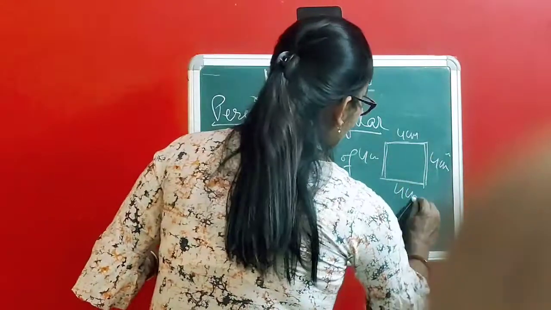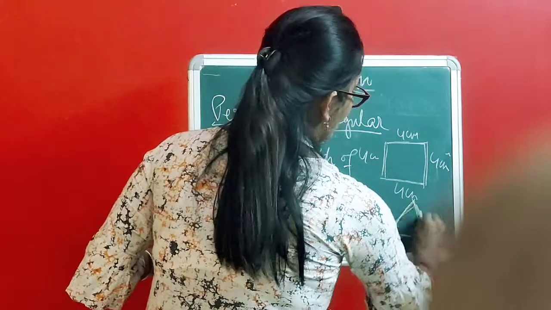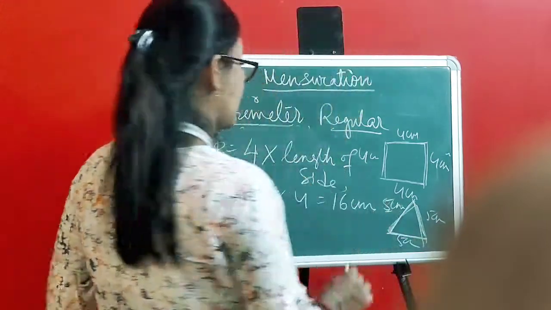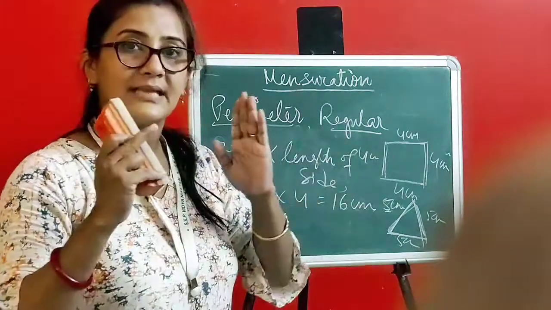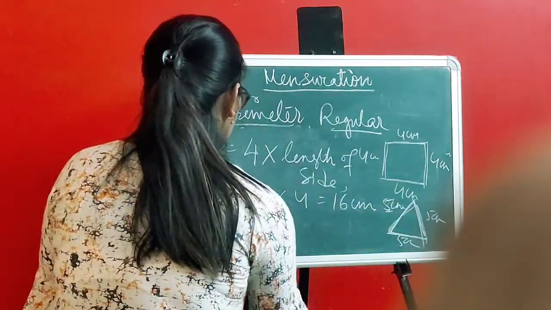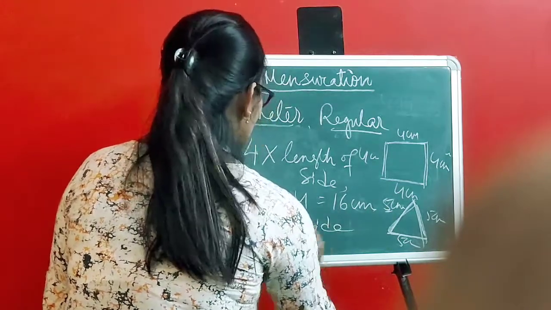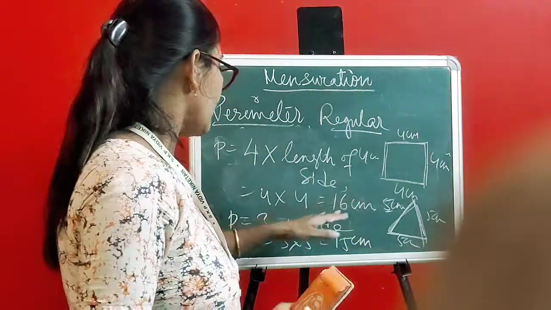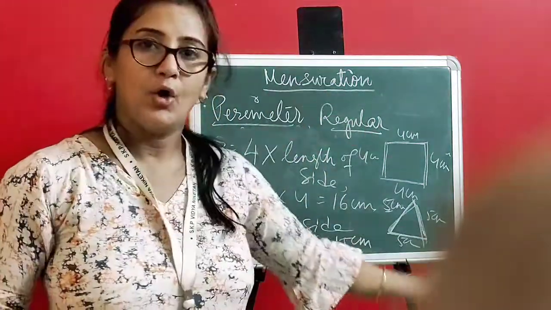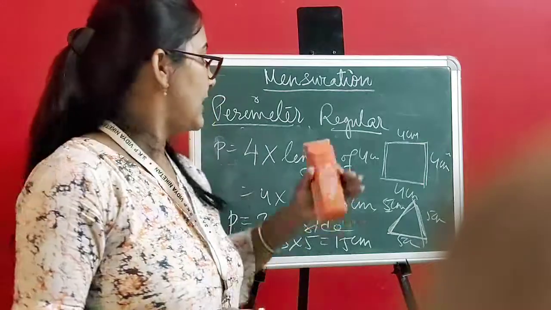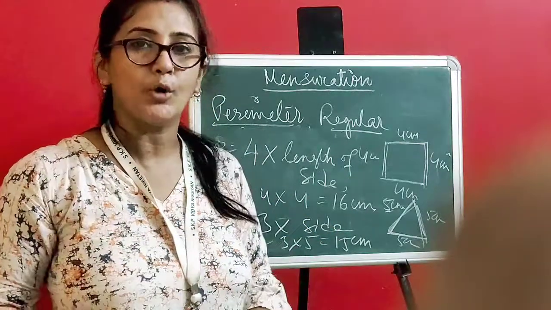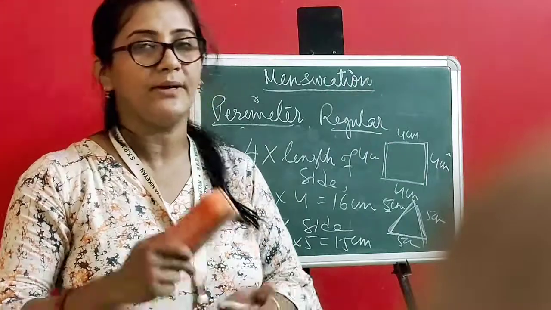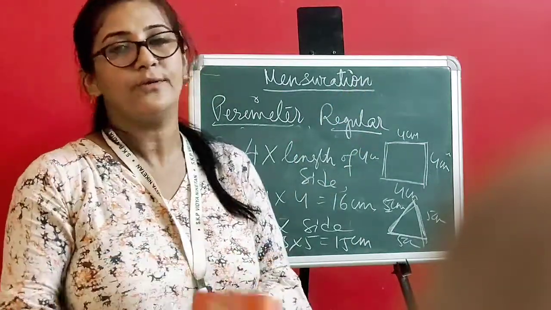Again for an equilateral triangle, suppose this is an equilateral triangle with sides 5 centimeter, 5 centimeter, 5 centimeter. Then what will be the perimeter? Since there are 3 equal sides, it will be 3 into the length of a side, 3 into 5, 15 centimeter is the perimeter of the equilateral triangle. Questions may be asked like the perimeter of a regular pentagon. A pentagon has 5 sides, so perimeter is equal to 5 into the value of the side that is given.